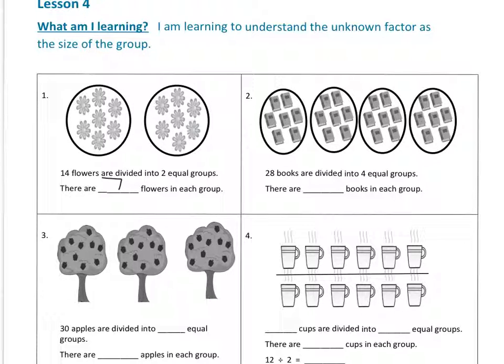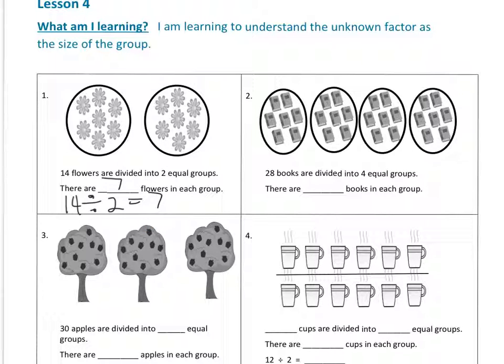That would look in a division sentence like this. 14 flowers divided into 2 groups equals 7. 7 in each group. Remember that this and this are your factors. The unknown factor in this one was how many in each group.